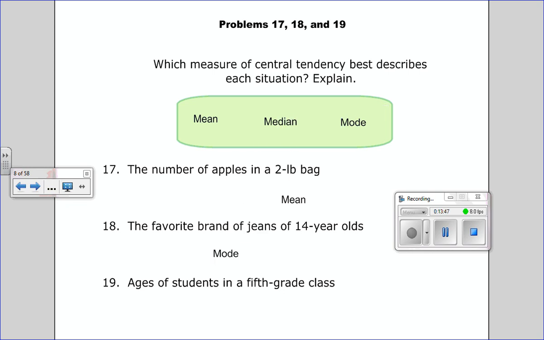And then 19, ages of students in a 5th grade class. This is one of those where I'd accept probably mean or median, because they're all generally around the same age, so it would work to do mean. But maybe there is a number that's really high or really small in comparison, so median would work as well.